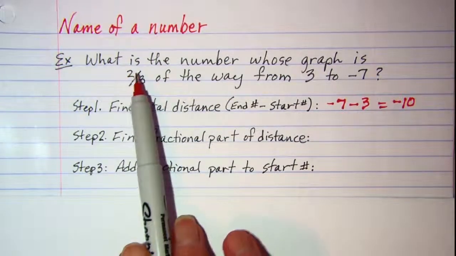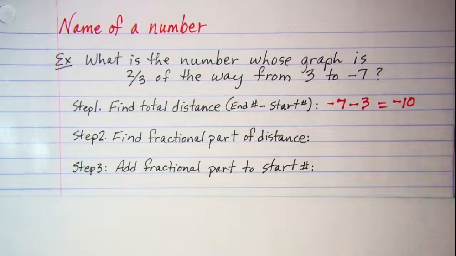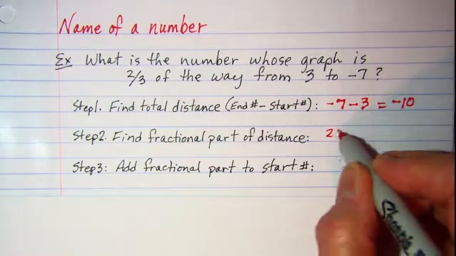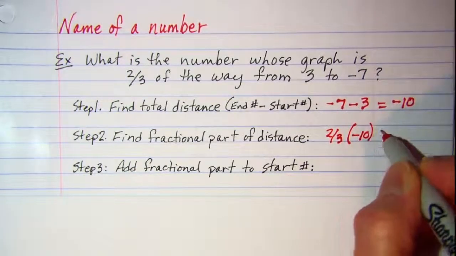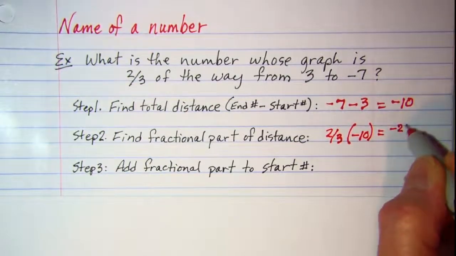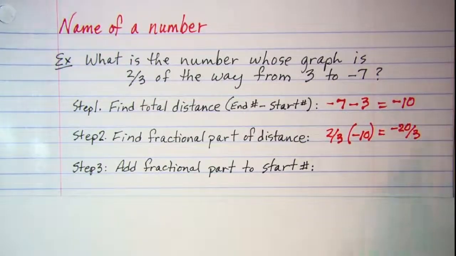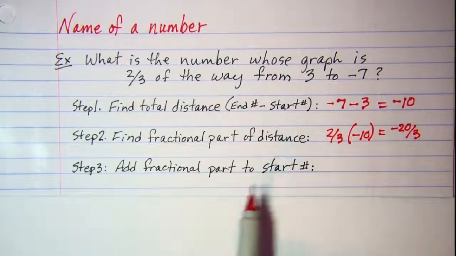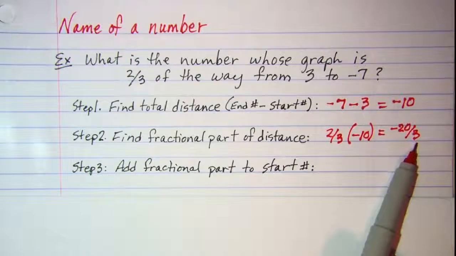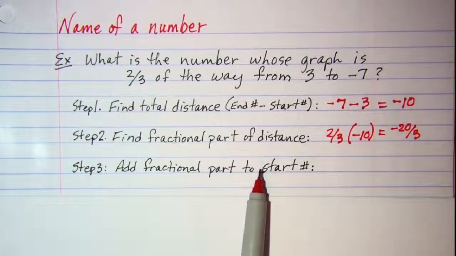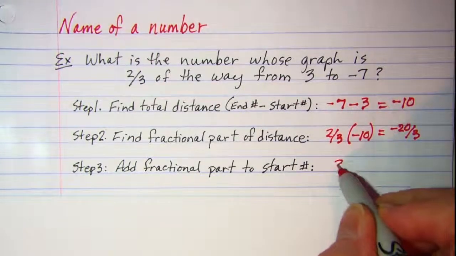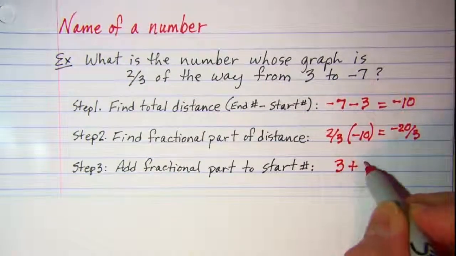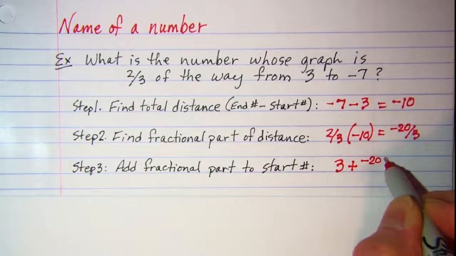and we're looking for 2/3 of the way. So 2/3 of that distance is going to be -20/3. Then step 3, we add that fractional part onto our starting number. So our starting number was 3, and so we're going to take 3 and add to that a -20/3.